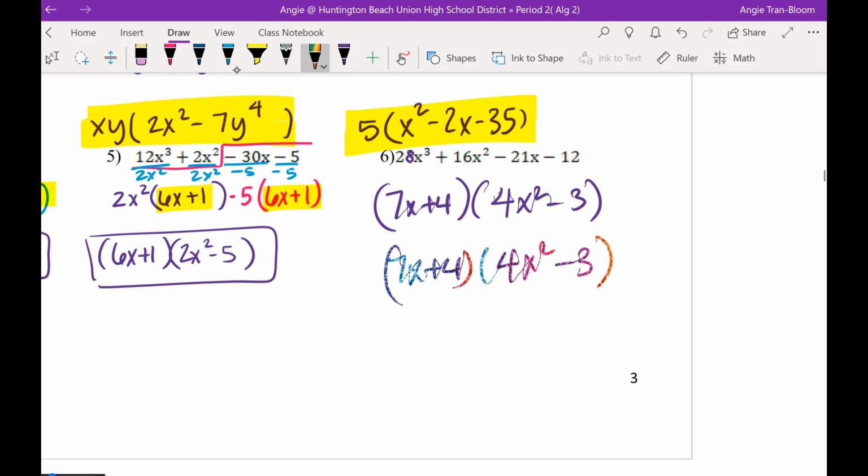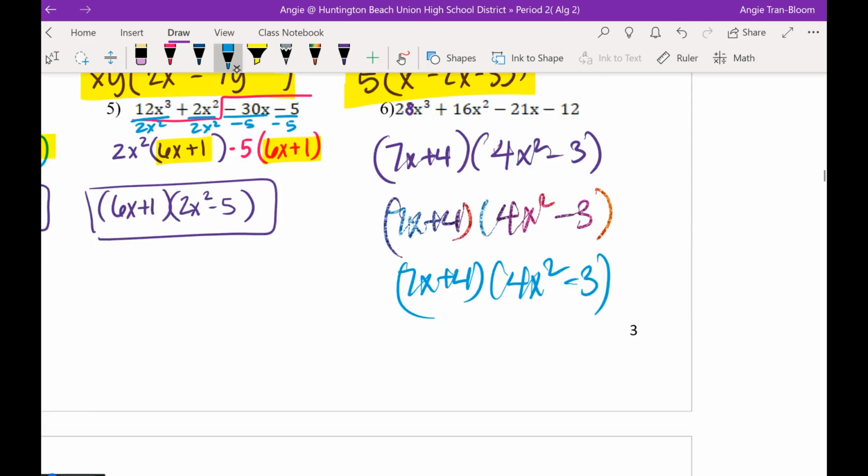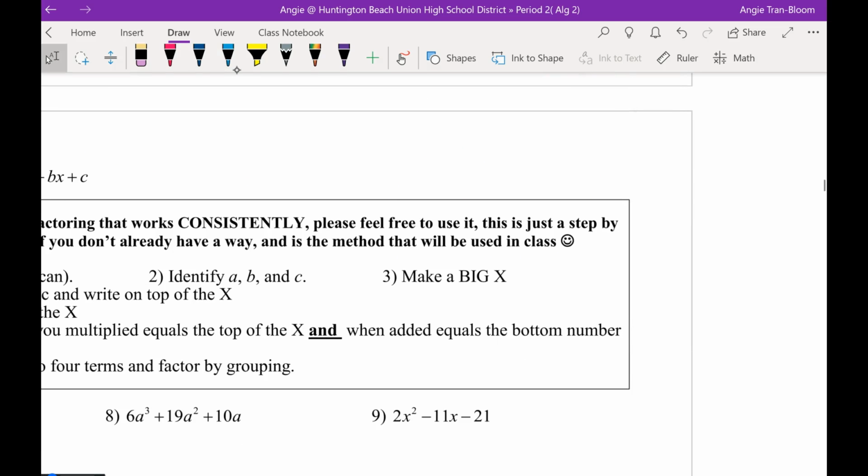I think so. Emma H., what's your final answer? 7x plus 4 times 4x squared minus 3. Everyone's gonna give you the same answer. So, Brandon N., 7x plus 4. And Baron, what's your final answer for number 6? Yeah, 4x squared minus 3 times 7x plus 4. Is that all right? Yeah. Thank you. Good job. That's the end of our day.